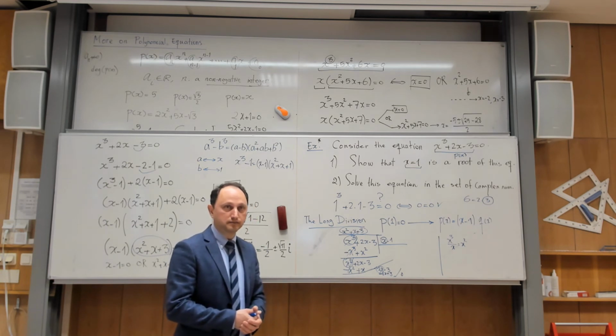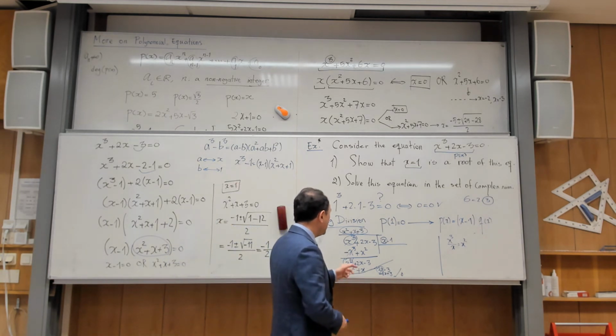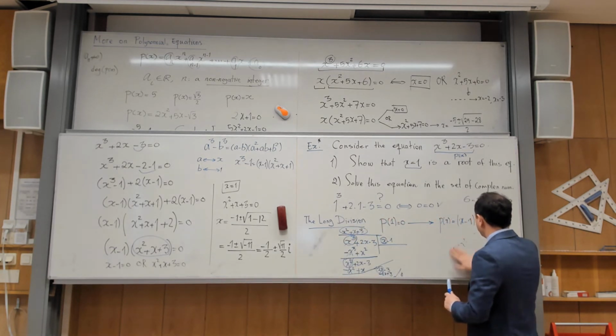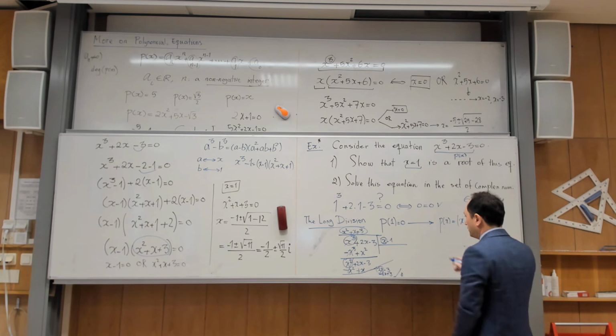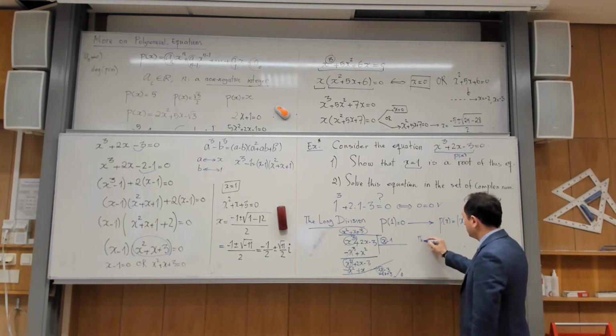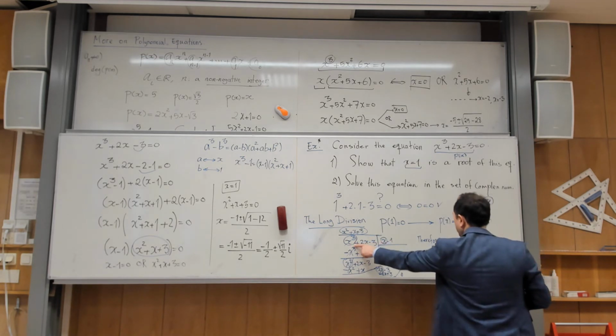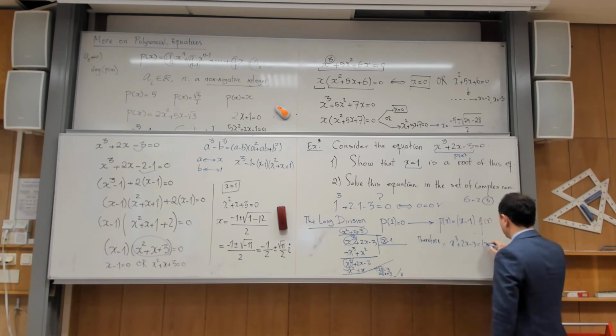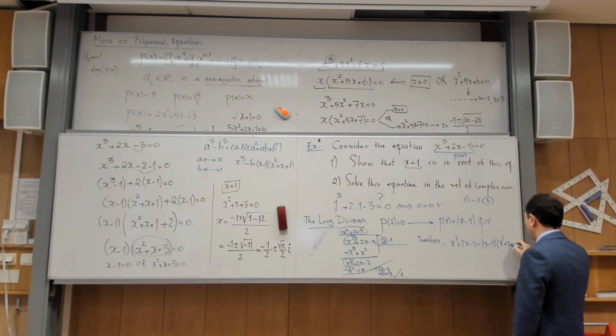Yes or no? Okay. So, and then, of course, if you want to do it properly for this problem, what you do, you would say that therefore, this expression that I had from the beginning is x minus 1 times x squared plus x plus 3.